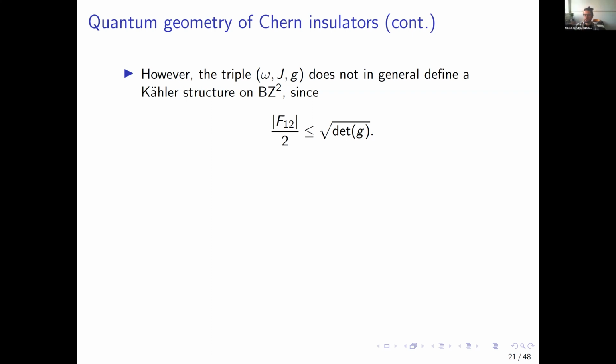Right. If the inequality becomes equality, then you have Kähler bands. But to have an algebra really isomorphic to GMP, what I said in this talk is that you need a uniform Berry curvature. But you can do better.